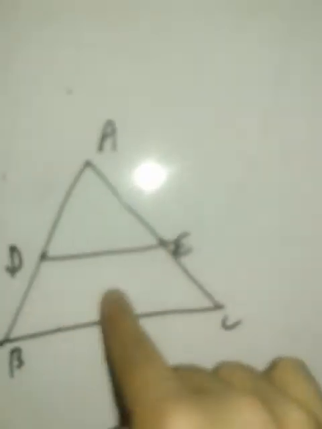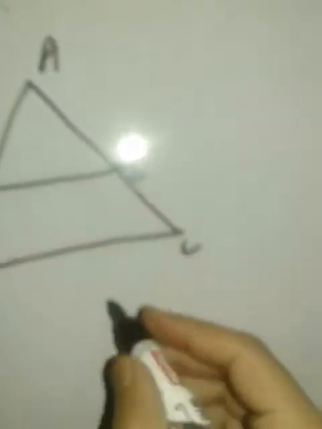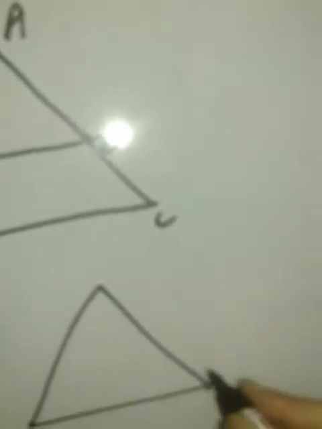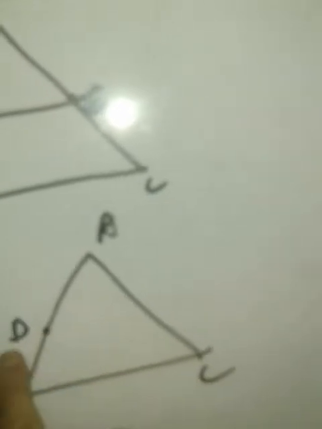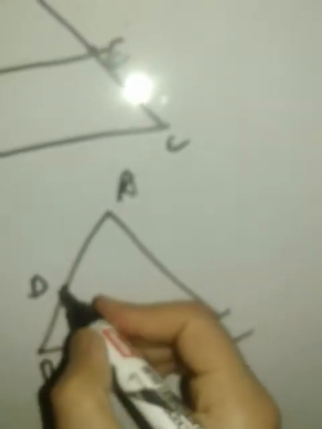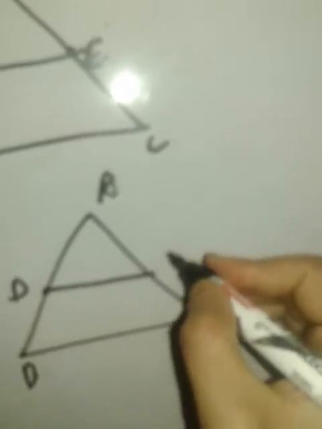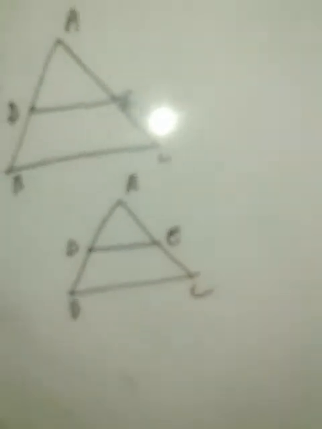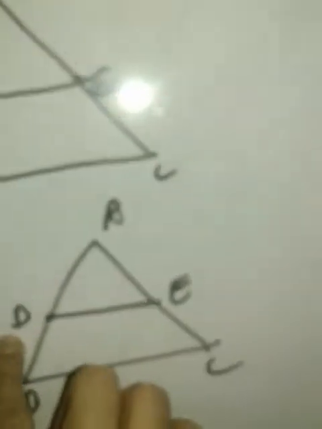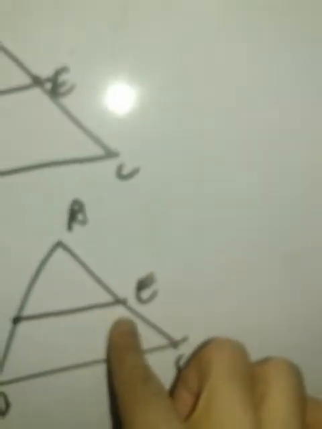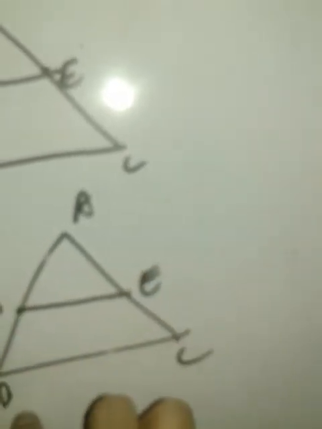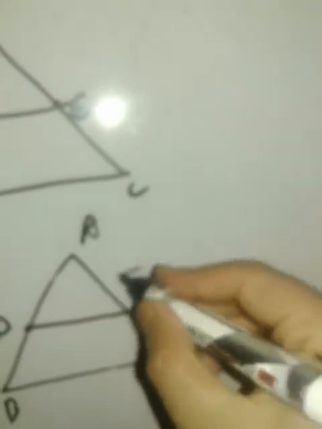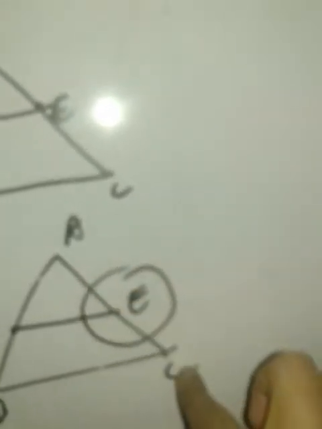And here I have to use the converse of the midpoint theorem. What is the converse of the midpoint theorem? If you have a triangle where only one midpoint is given, D is the midpoint of AB, and DE is drawn parallel to BC, then by the converse of the midpoint theorem, we have proved that E is the midpoint of AC.